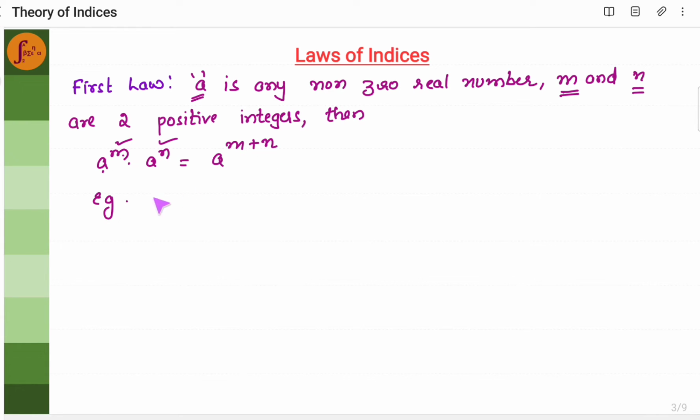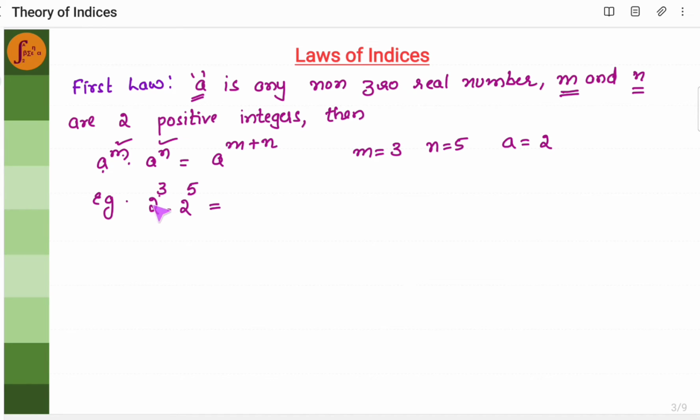So let's take an example. Let's say instead of a we have 2, instead of m we have 3, then 2 to the power, instead of n we will write 5. So let me write m is equal to 3, n is equal to 5, and a is equal to 2 in this example.